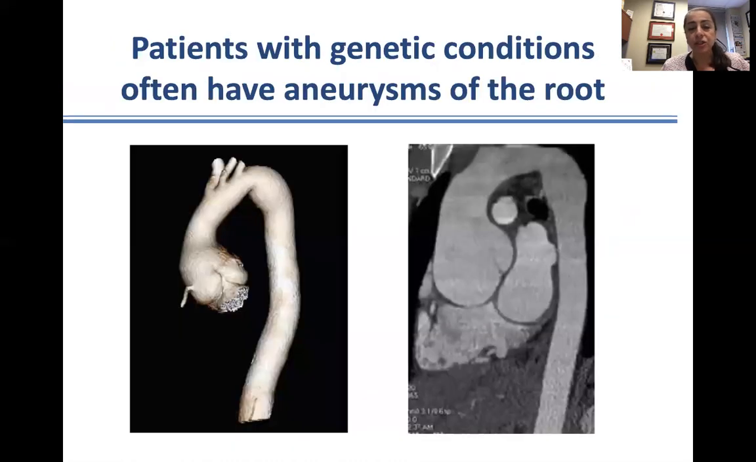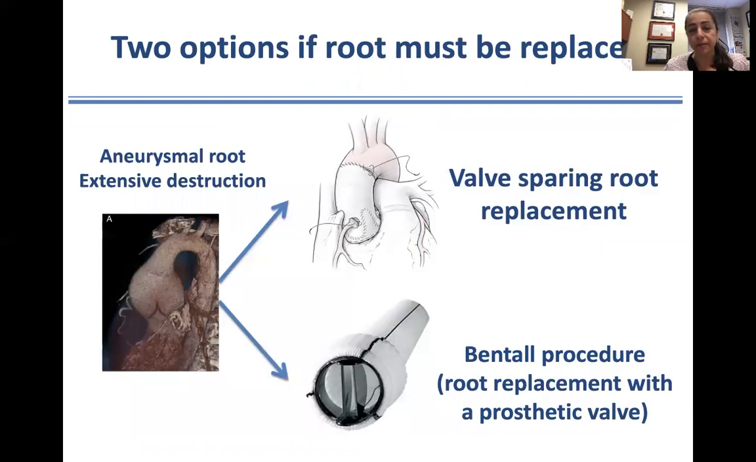However, patients with genetic conditions often have aneurysms of the aortic root. Unlike a type B dissection, which often does occur in a normal-sized aorta, at the time of surgery for an acute type A dissection, especially in patients with genetic conditions, we often find an aneurysm of the aortic root that also has to be addressed.